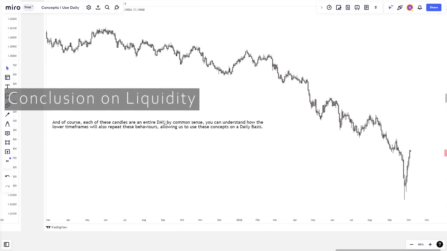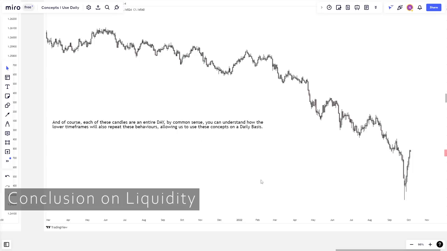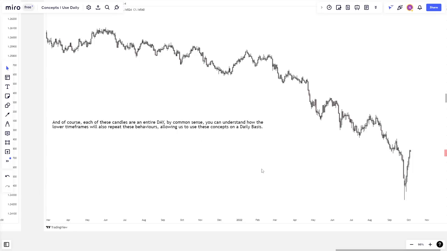And of course, each of these candles is an entire day. By common sense, you can understand how the lower time frames will also repeat these behaviors, allowing us to use the concepts on a daily basis. Because of course, if we're looking at a daily chart, we're not going to be able to use liquidity every single day. Not every day we're going to have a run of sell side or buy side liquidity from the daily chart, right? But in the 1 minute, runs on sell side and buy side liquidity happen every couple of minutes, right?